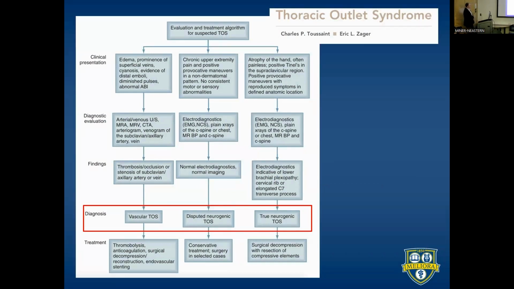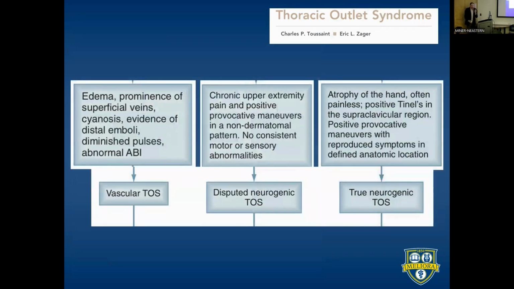This was a paper out of Zager. Zager actually has quite a few papers on TOS that are mentioned, but he agrees with me. He says there are basically true and vascular. They have this little column here, which is this disputed TOS. And so just to blow it up, it's all about the history and findings.